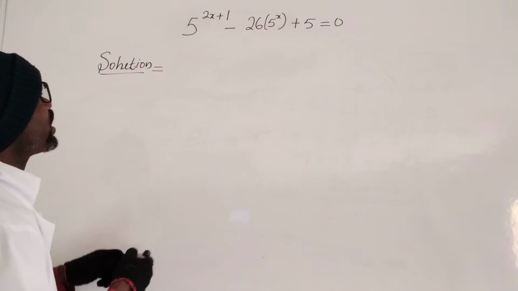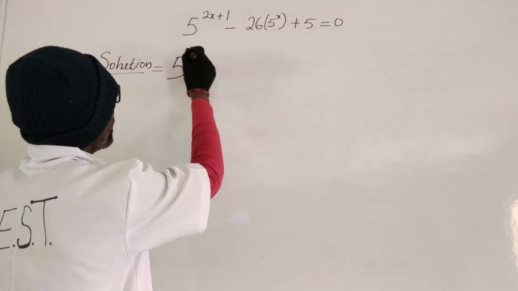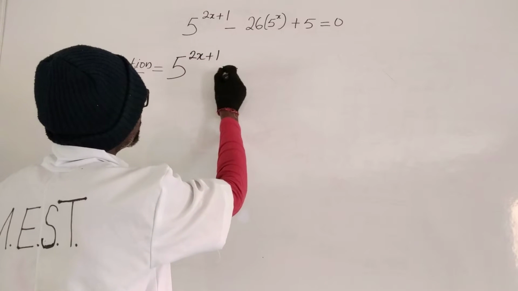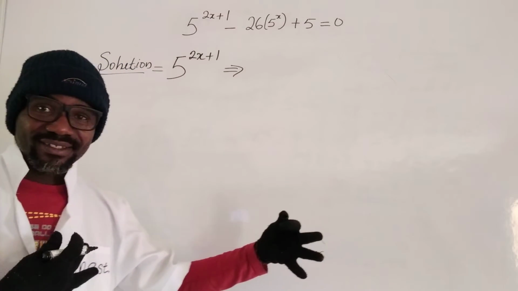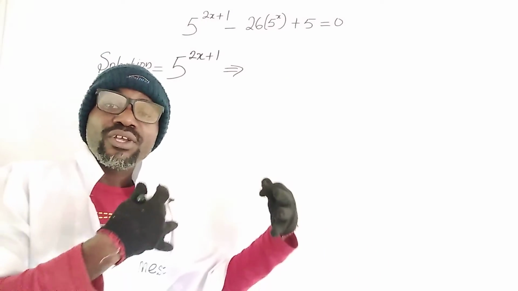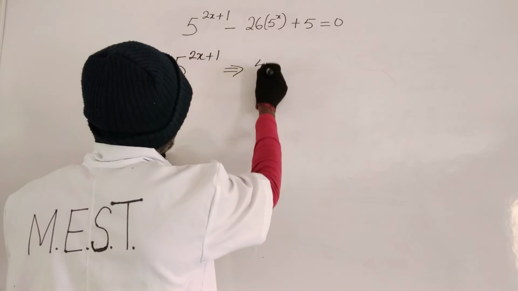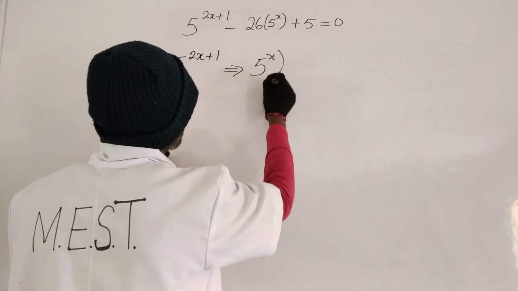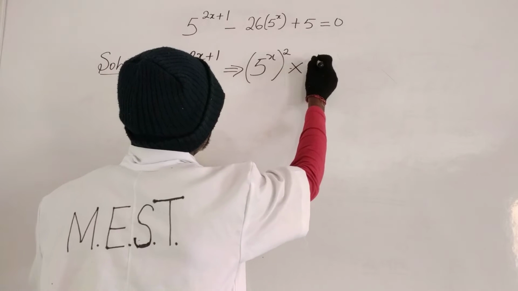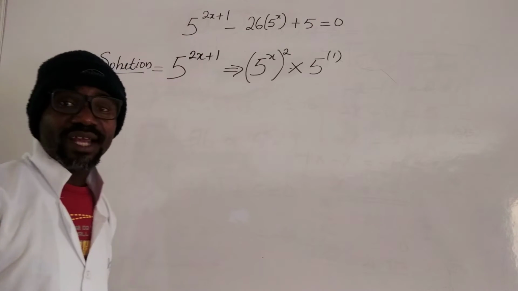The first thing we need to do here is bring out 5 exponent 2x plus 1 and split it. After bringing it out, we separate it by applying the indicial law, or law of indices. Splitting it gives us 5 exponent x, in parentheses, raised to the power 2, times 5 raised to the power 1, which is absolutely the same thing.